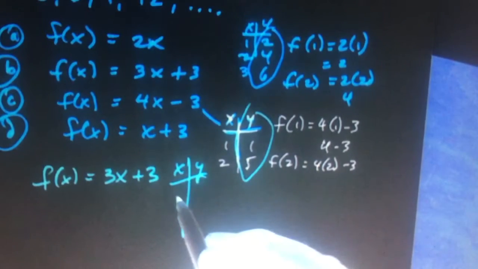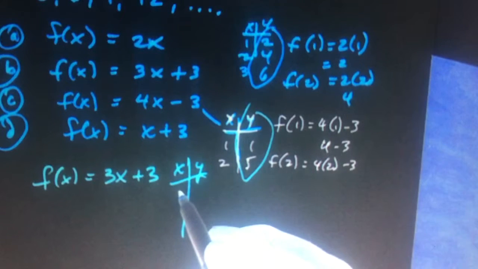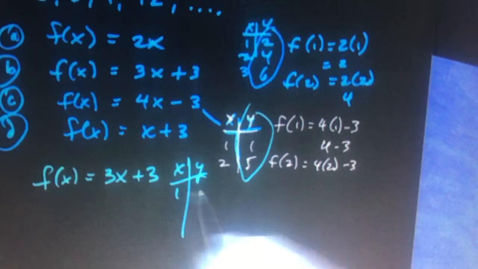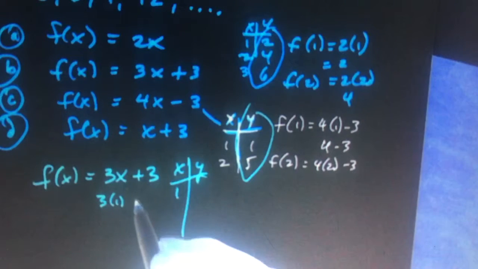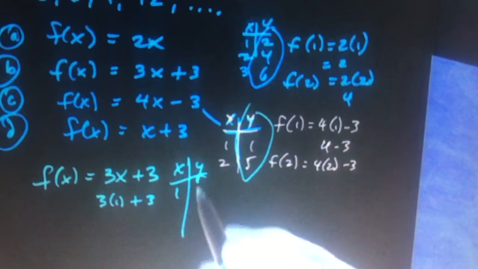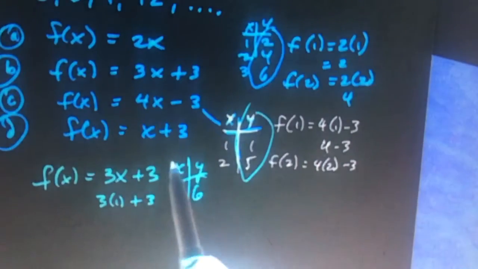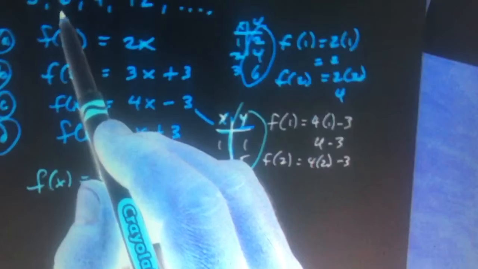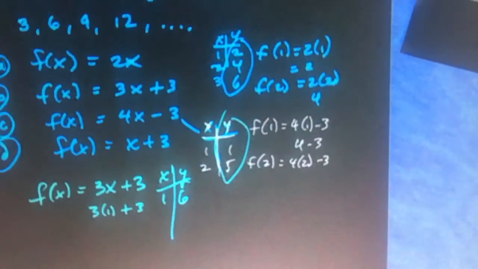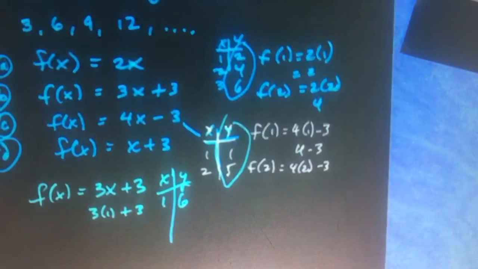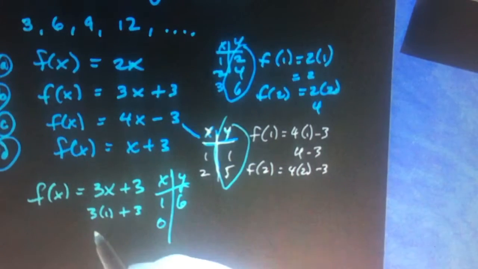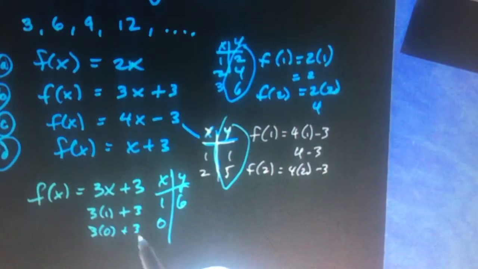We put in 1 for x, and we get out for y 3 times 1 plus 3. We get 6. Oh, looks like we've got something now. We've got at least something in the pattern to work with. Let's see if it follows the pattern. If we put in 0, we're going to get 3 times 0 plus 3, which is 3.